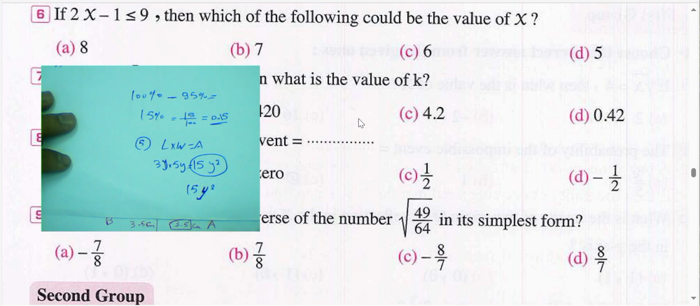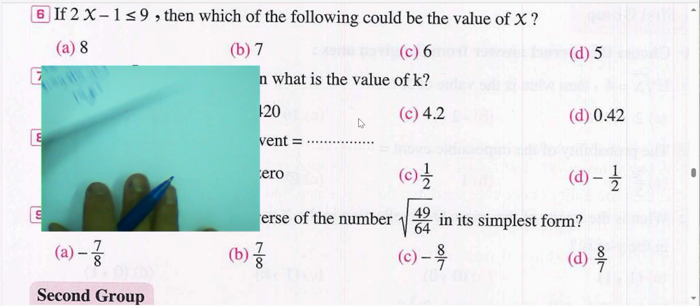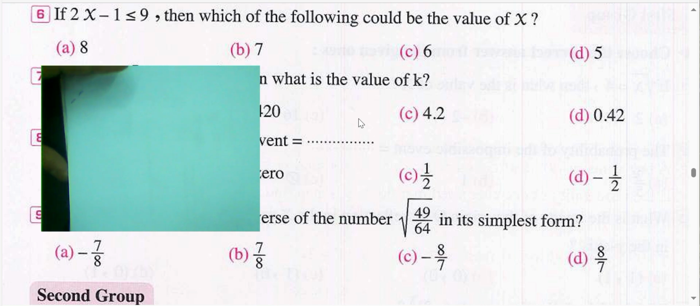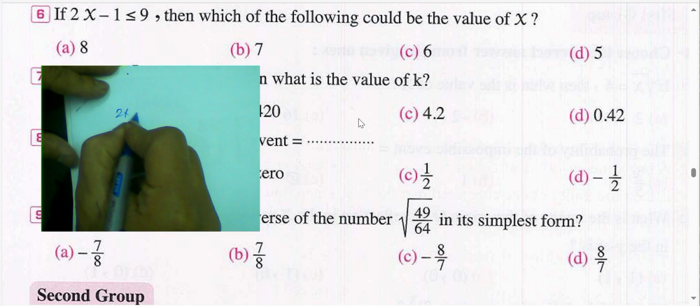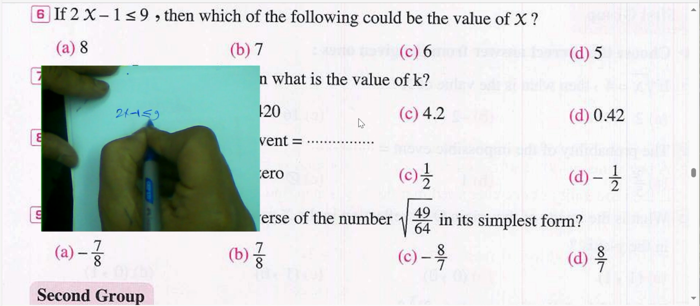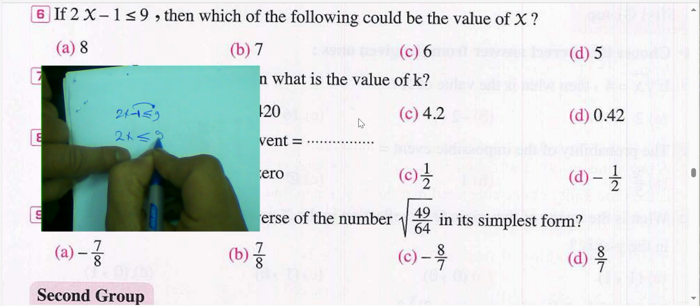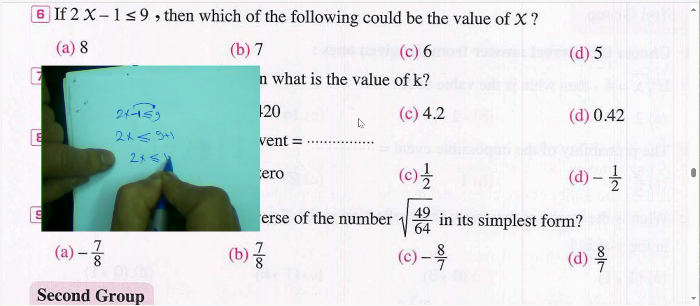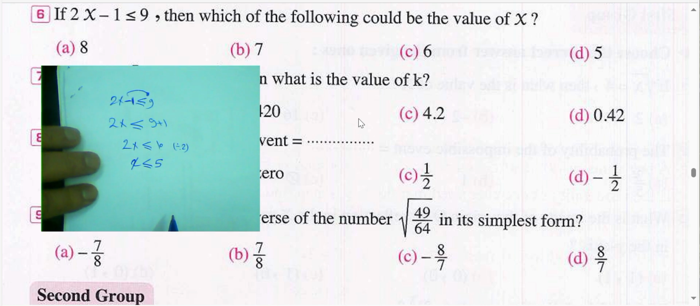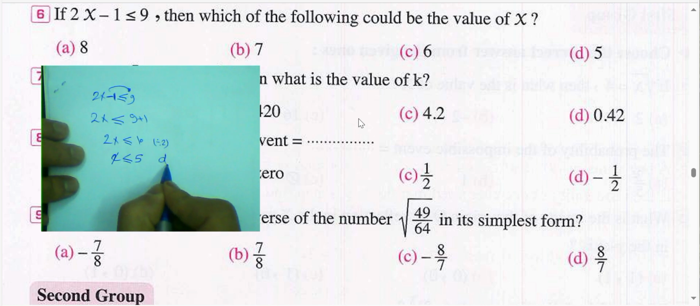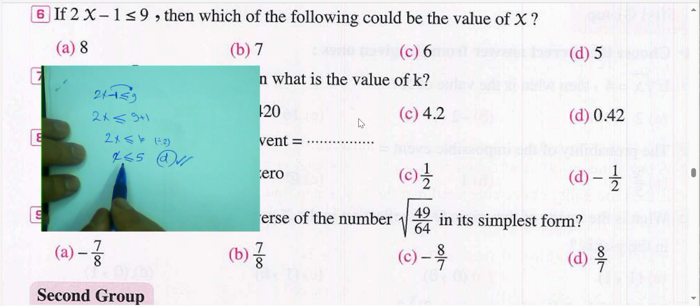Next question. If 2x minus 1 is less than or equal to 9, then which of the following could be the value of x? We can solve this inequality. We have 2x minus 1 less than or equal to 9. We can move -1 from the left-hand side to the right-hand side. Then 2x less than or equal to 9 plus 1. Then 2x less than or equal to 10. And then we can divide by 2. Then x will be less than or equal to 10 divided by 2, which equals 5. x less than or equal to 5. We can choose 5. The result will be letter D. Because the values are 5, 4, 3, 2. Okay, then the value of x here is letter D.